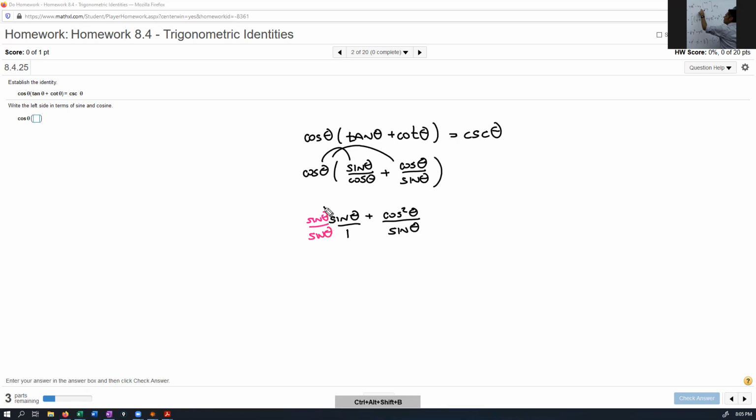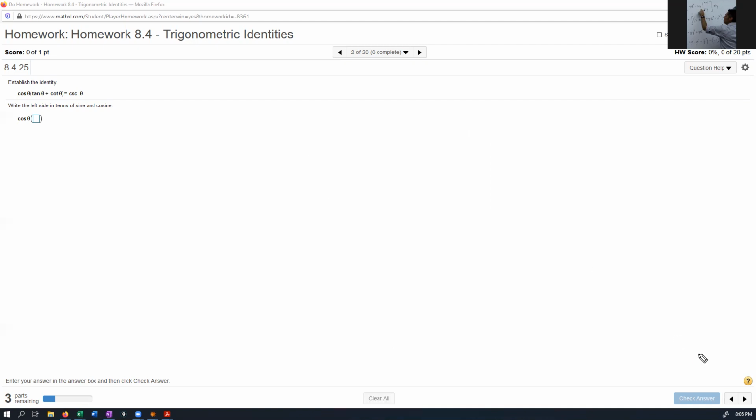And then when I put those together, these two multiply to give me sine squared theta. Then I can use the plus sign here, cosine squared theta, over the common denominator, which is just sine theta. But the numerator is a Pythagorean identity. Sine squared theta plus cosine squared theta is 1. This is 1 over sine theta then, and that is equal to cosecant theta, which is the right-hand side. So that's it. All right, clear this out. Go to the next one.